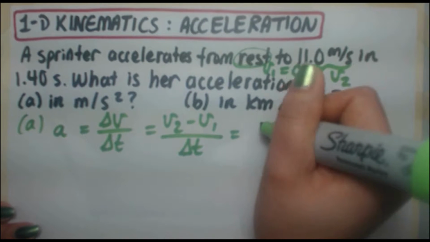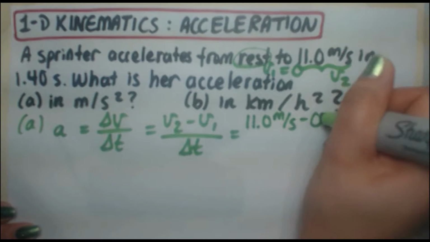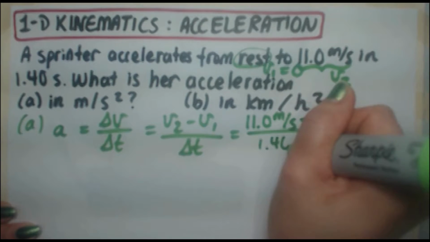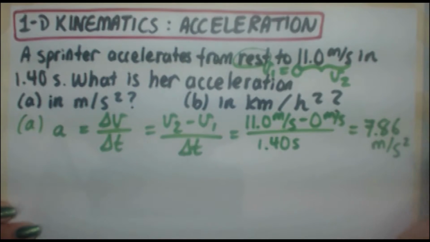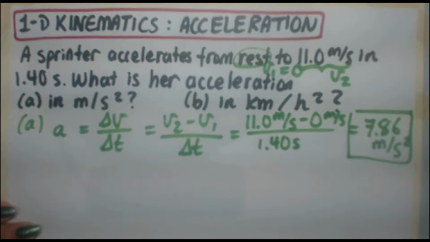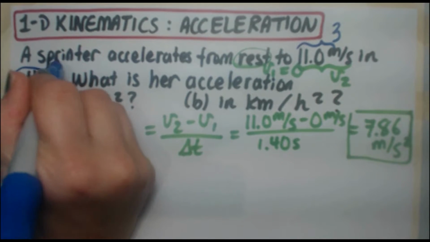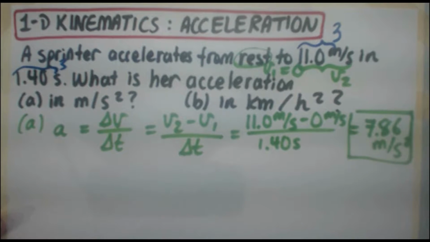Okay, so V2 is 11.0 meters per second. V1 is 0 meters per second. Divide that by the time interval 1.40 seconds and we get 7.86 meters per second squared. Just check, that is 3 sig figs, which is what we need because this number has 3 sig figs and this number has 3 sig figs. So that number is accurate to the correct number of significant digits. All right, so that's part A.